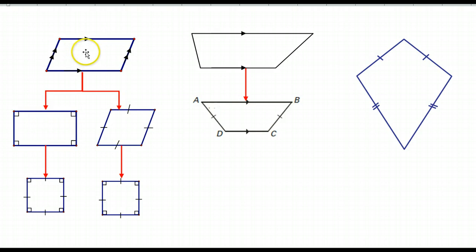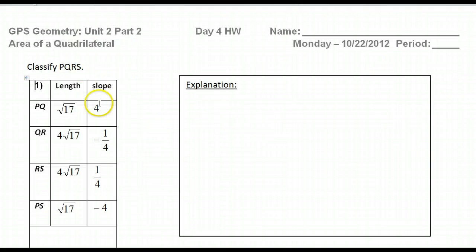Let's start with parallelogram. If it's a parallelogram, the opposite sides should be parallel. So looking at this, are the opposite sides parallel? Skip a side, and you should be looking at opposite sides since they are in order. So these are the slopes of opposite sides. Are these parallel? No, these are not parallel. If they were parallel, they would have the same slope, not reciprocal slopes. So this is definitely not a parallelogram.